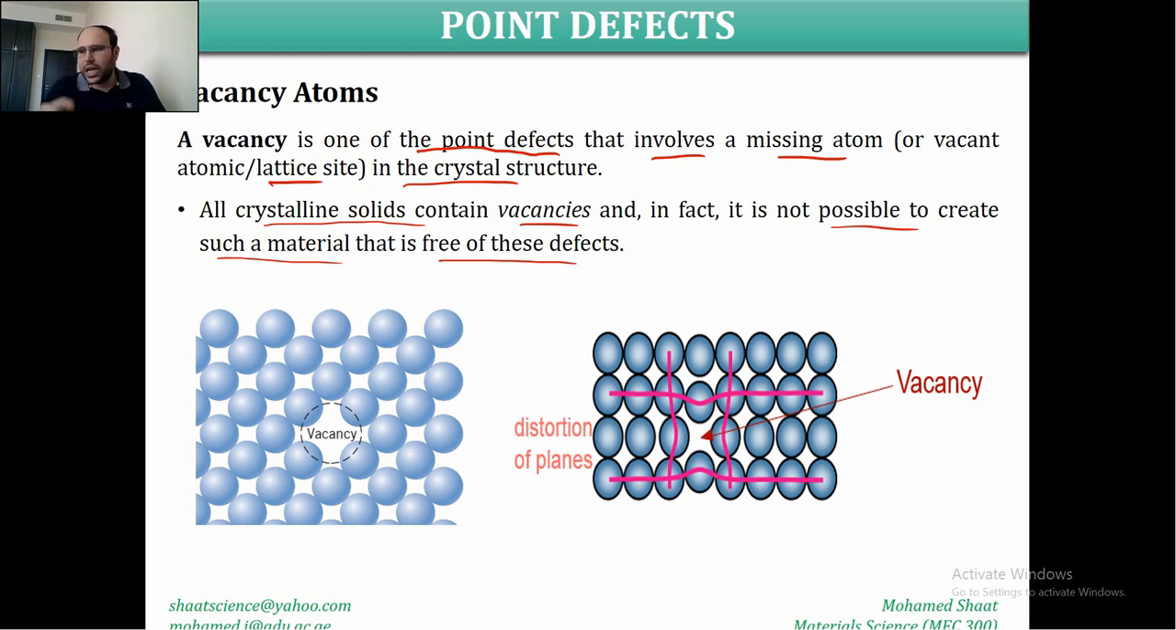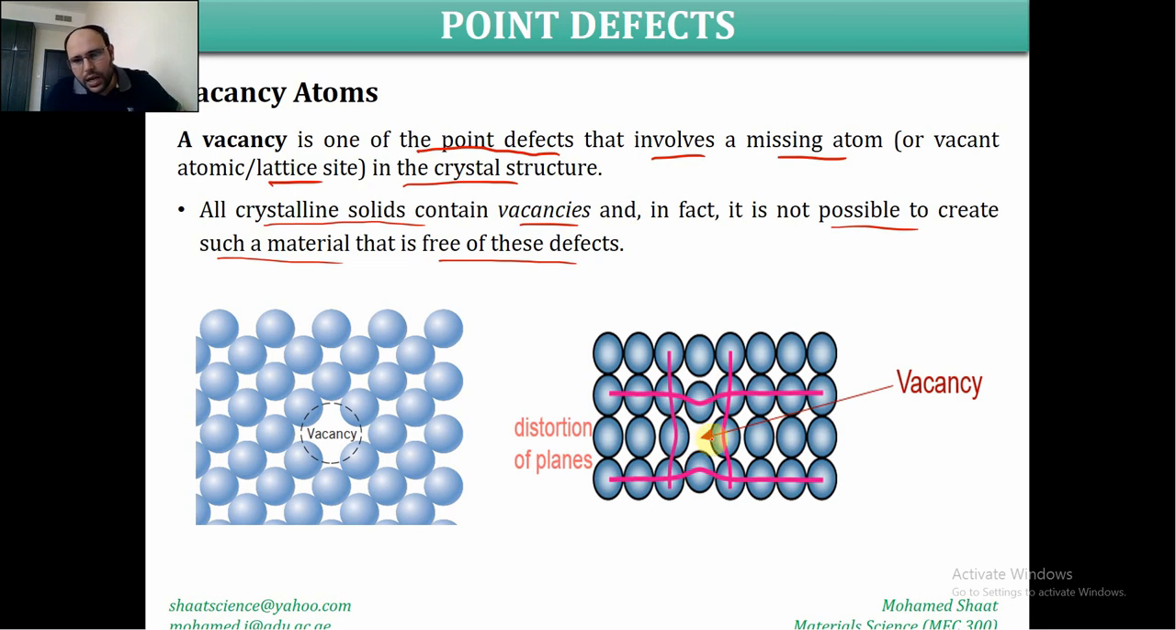So all crystalline solids, whatever they are, metallic, ceramic, even some of the polymers, or any crystalline solid will contain a certain number of vacant atoms or vacancies, and it is impossible to have any material that is free of this defect. So as shown here, what is the problem with this defect? Why is this missing atom counted as a defect?